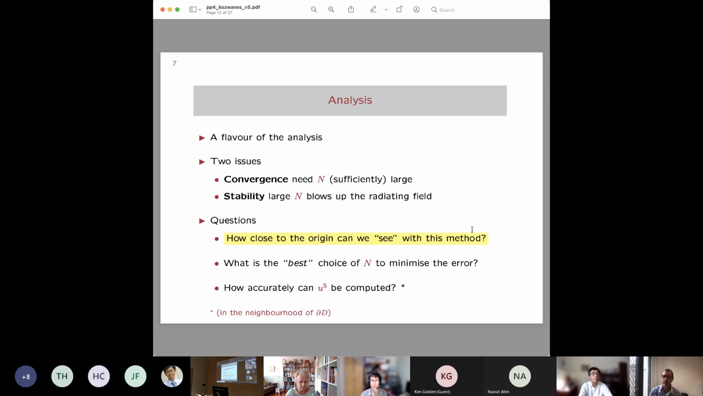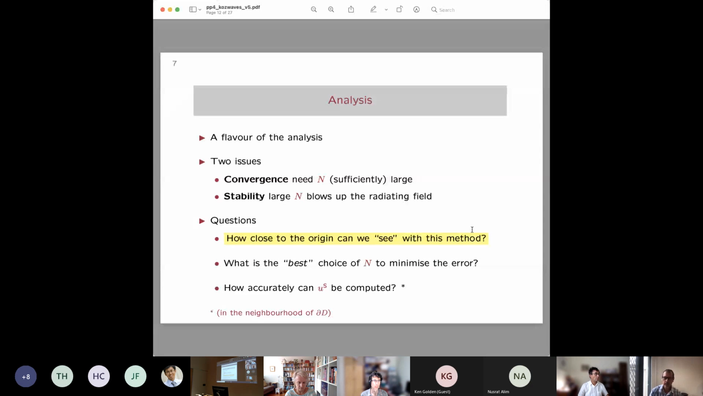So, okay, I'm gonna give a bit of analysis next. I don't like to give technical talks. I'm really just going to try and give a flavor of the main results. I already said that there are 2 issues that we need to consider. The first one is convergence of the radiating wave function expansion, and the second one is stability.